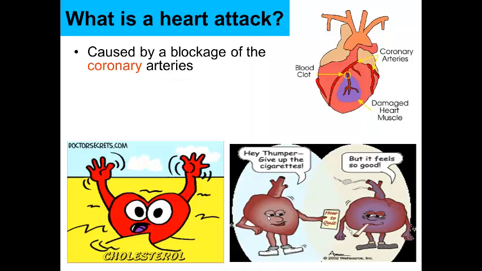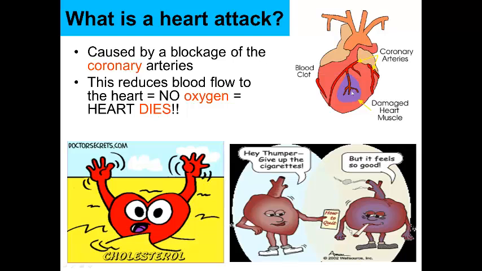What is a heart attack? A heart attack is caused by the blockage of coronary arteries. If you see the flashing in the side, that blood clot is causing damage to the heart around it. So that's that bluey purpley area. That's indicating that that area is not getting blood, and that the oxygen in that part of the heart is starting to die. This reduces the blood flow to the heart. When the heart doesn't get oxygen, the heart dies.